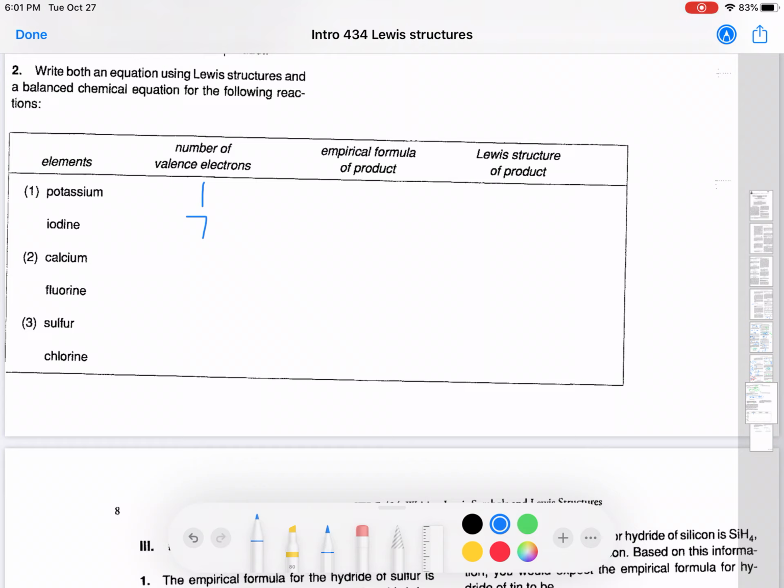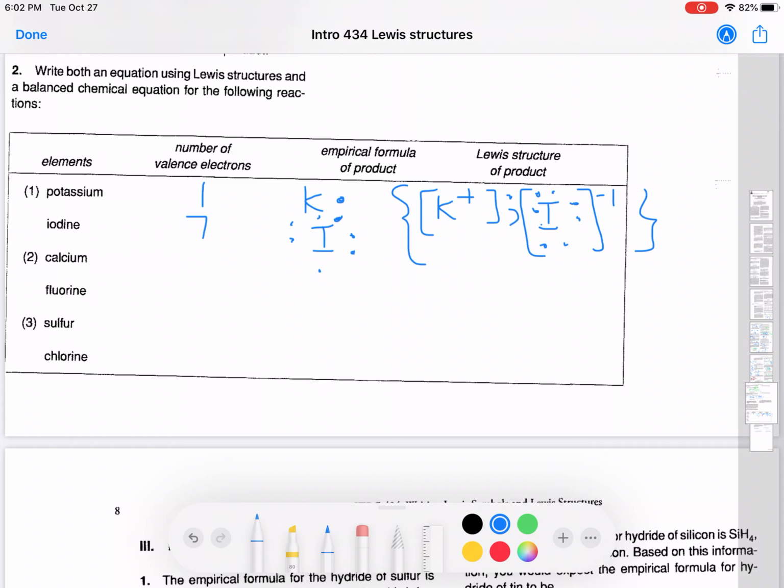Potassium with 1 electron, iodine 7 electrons, 1, 2, 3, 4, 5, 6, 7. And then the Lewis structure of the product would be, since it's an ionic compound, potassium will lose that 1 electron, and then iodine will take that electron. So by losing that electron, this would become K plus. And then the iodine will take that electron from potassium. This would become minus 1.